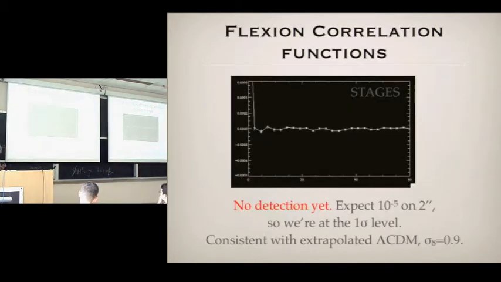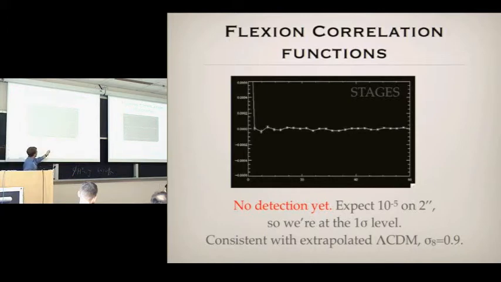If you look at the correlation functions we're actually finding with STAGES, there are 2 important points here. First of all, there's no detection yet of the cosmic flexion. Secondly, aren't the systematics under control extraordinarily? We're not getting spurious B flexion correlations here. It's all good to within 1% of 0.